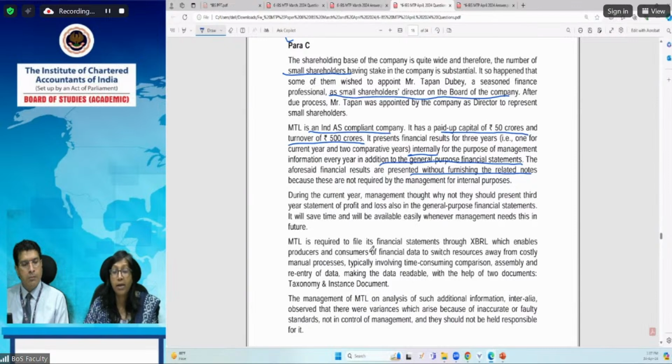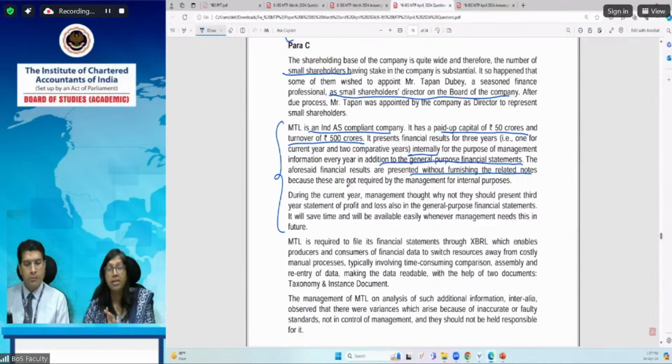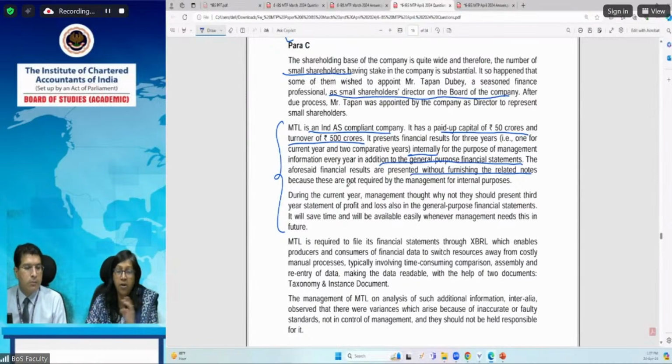MTL is required to file its financial statements through XBRL, which enables procedures, and this is related to the law portion. So we are not moving to this. However, I'm looking for these 2 paragraphs mainly, which give the information relevant for your MCQ 3 and 4. So we came to know management is interested to add one more comparative year in general purpose financial statements without notes. That's what MTL was giving for its management.